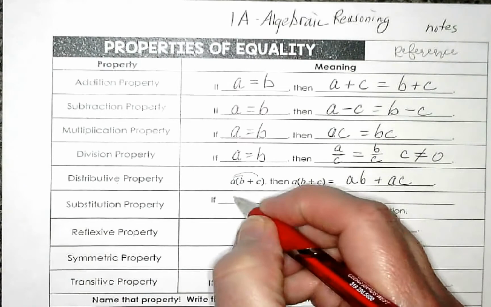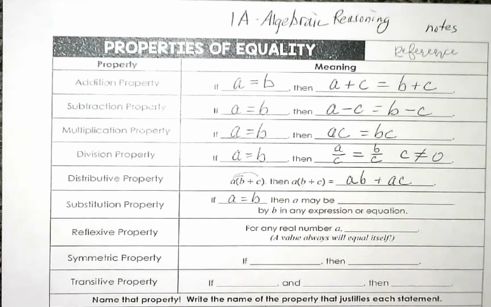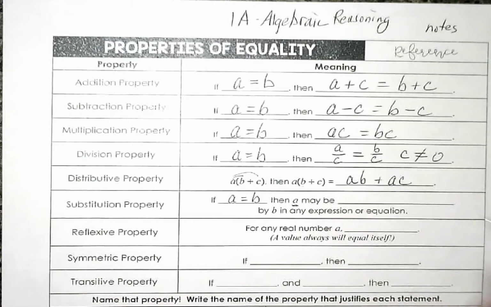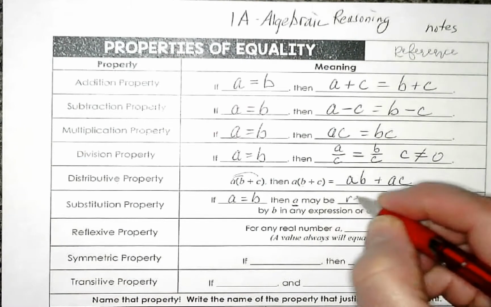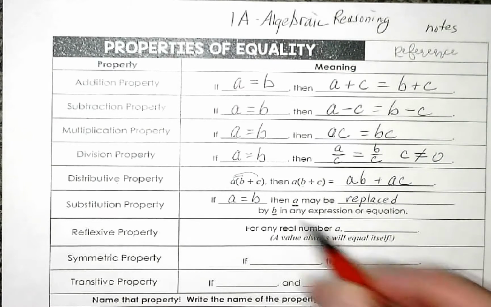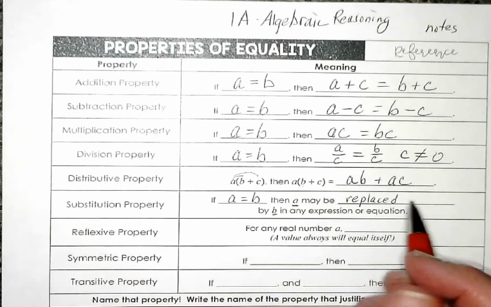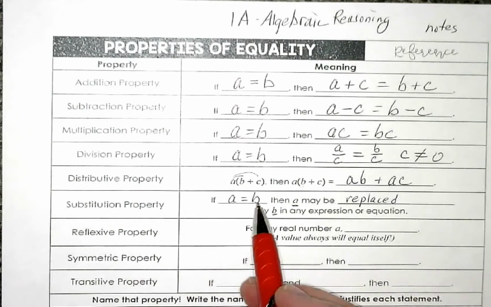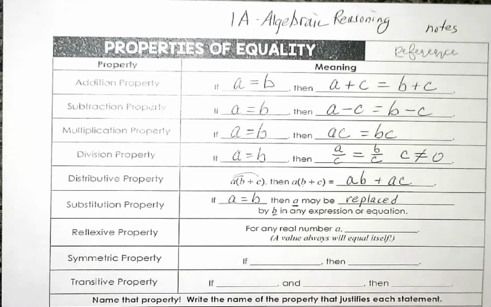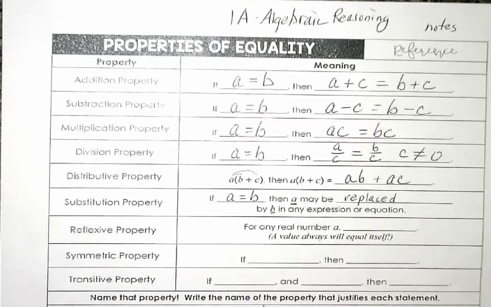Substitution. If I have two expressions or equations that are equal to each other, then one of them, in this case A, may be replaced by B in any expression or equation. So with substitution, if I know two things are equal, or I have one, I can put the other. They call it replaced or substituted back in. Now those are the ones that you've done from algebra.